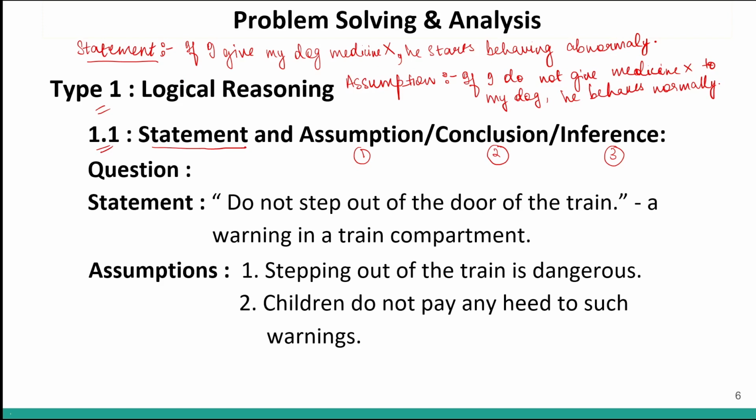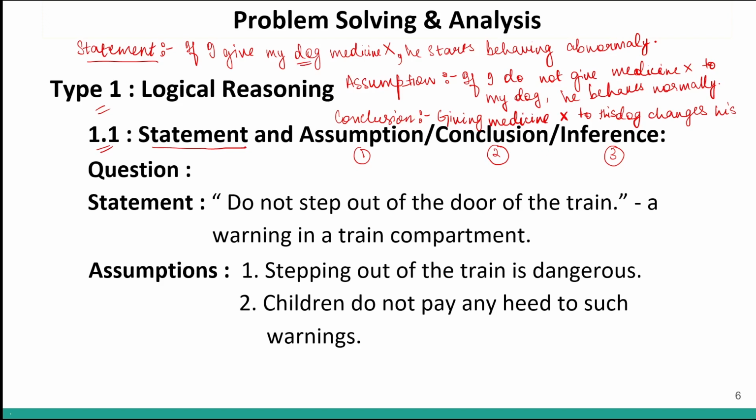So this is a assumption that if no medicine is given to a dog, he behaves normally. What can I conclude from this statement? Conclusion. If I look at the statement, I can conclude that giving medicine X to a dog will affect his behavior, right? I can conclude that giving medicine X to a dog changes his behavior, to this dog actually, because we are talking about a particular dog over here, okay?